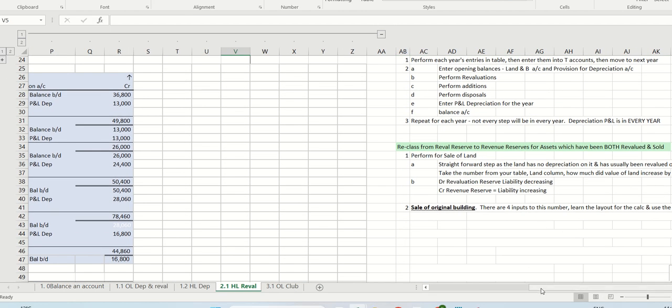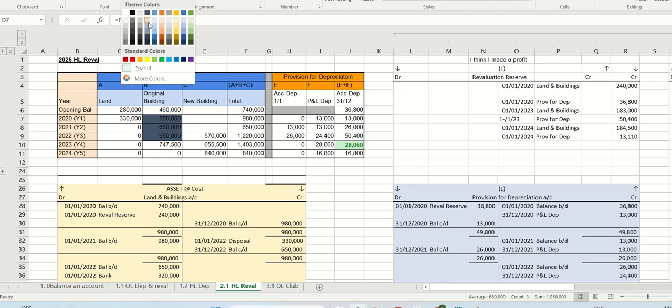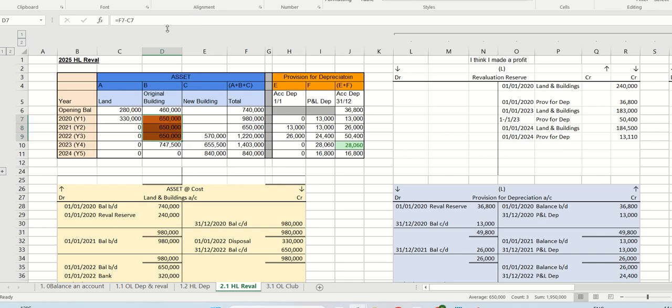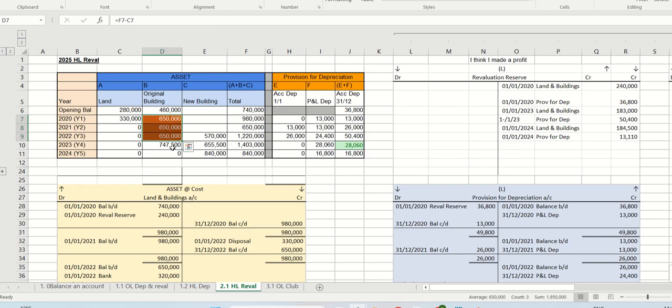The first one, let's look at what we sold first of all. The land was the first thing. So we had it for 280, it went up to 330, and then we sold it. So the land is a straightforward one. So the original building, we had it, we revalued it. It stayed at the revalued amount for 3 years. Okay, so interesting piece of information there that we will be using. Stayed at the revalued amount for 3 years. Then we revalued it again, and then we sold it.